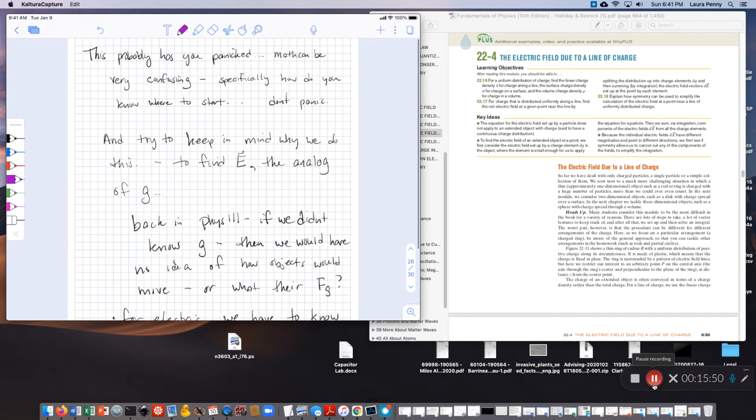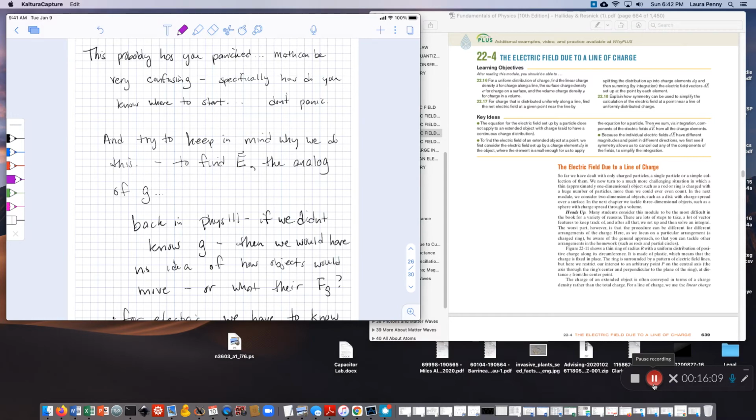This is our last sheet, and it doesn't have any math. It just basically says what I've been saying. This probably has you feeling slightly panicked in terms of why in the world we are doing all these little dEs and dEx's.